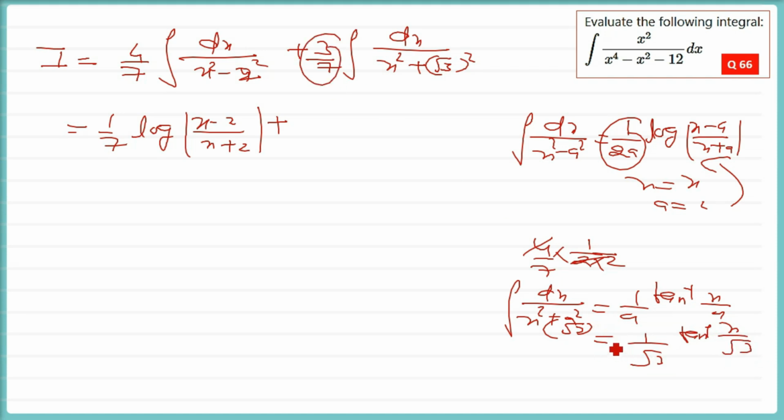Now 3 by 7 is also leading it. So just multiply this 3 by 7 into 1 by root 3. You can multiply numerator and denominator by root 3. Root 3 will give you 3. The 3 will get cancelled. So root 3 by 7 will come, and tan inverse x by root 3 plus a constant of integration. This is your final integration.